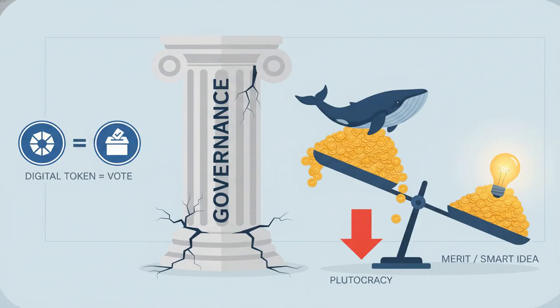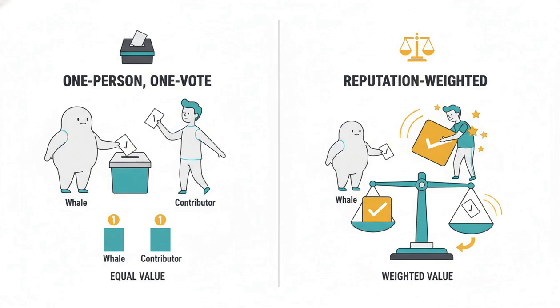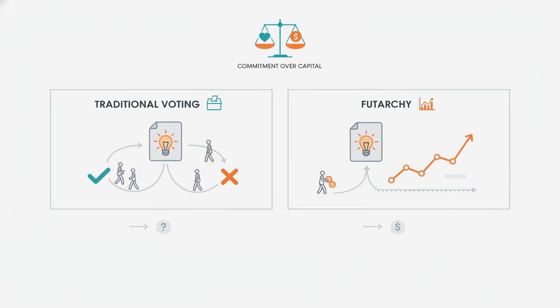Honestly, this is where many protocols stumble. The default is one token, one vote. But what I find is that this just creates a plutocracy, where the richest player wins, not the smartest. It's easily captured. What I like to see is a move beyond the simple ballot box. You might find that reputation-weighted voting is a powerful alternative. It gives a greater say to the long-term active contributors, your true believers, rather than just passive whales. It values commitment over just capital.